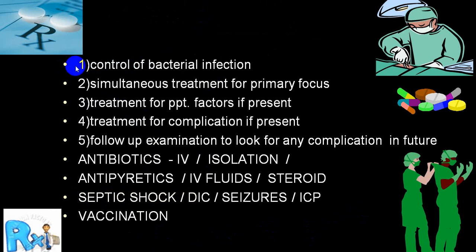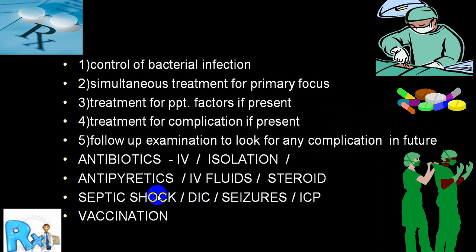As far as the treatment part is concerned: control of bacterial infections, simultaneous treatment for the primary focus, treatment of precipitating factors like immunocompromised host, and treatment of any complication secondary to pyogenic meningitis or tubercular meningitis, viral encephalitis, etc. You should have a good follow-up for ruling out complications. For pyogenic meningitis, antibiotics are very important. Antipyretics, IV fluids, and steroids are given a good number of times to prevent hydrocephalus.